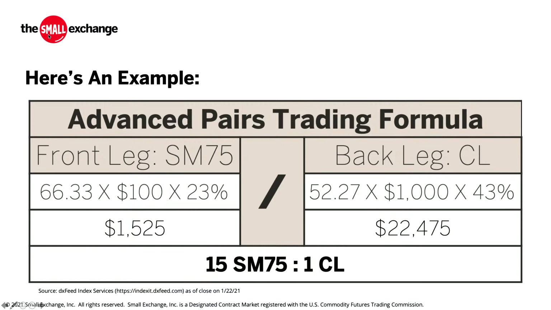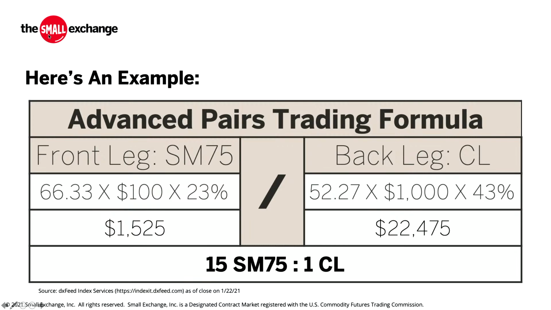as you can see here, the volatility of SM75, similar to S&Ps and NASDAQ and everything else, is in the mid-20s. Crude oil, it's greater than 40% currently. So, it's almost close to double that. So I'm going to add that angle in there, and I'm going to get to a relationship whereby I need 15 SM75s for one crude oil.